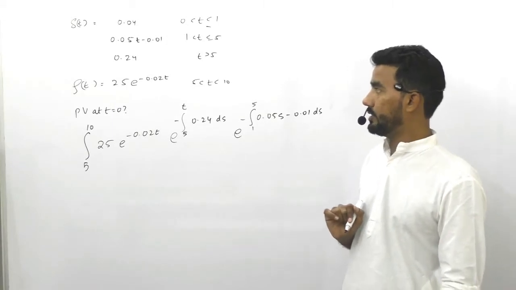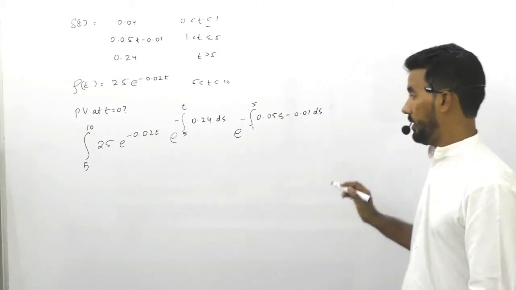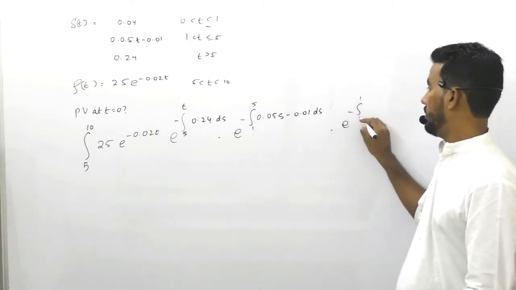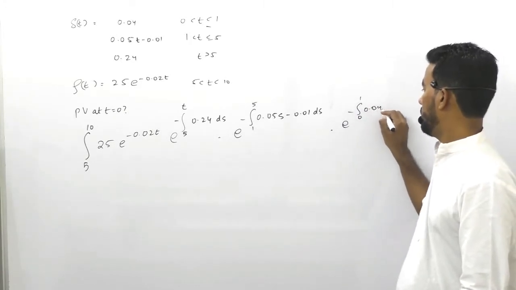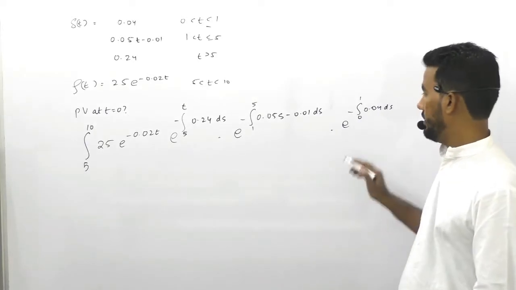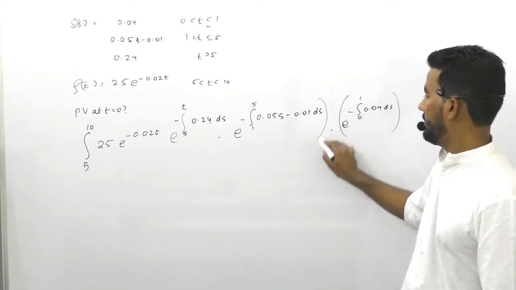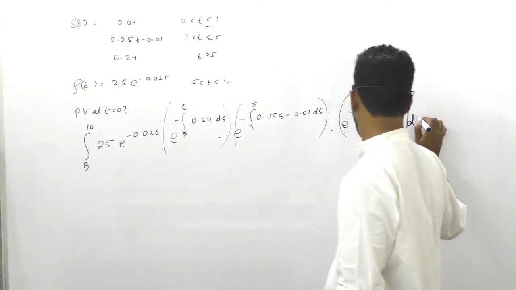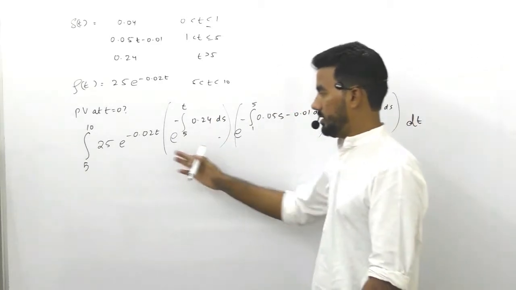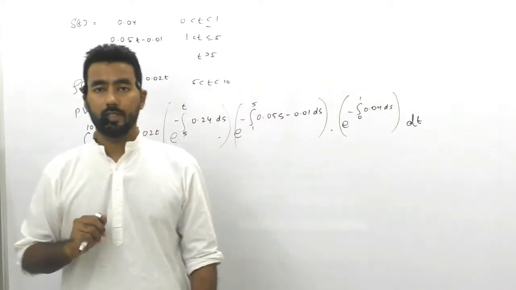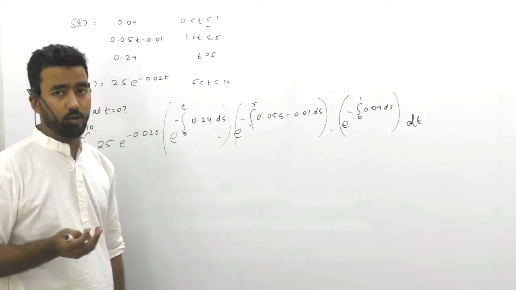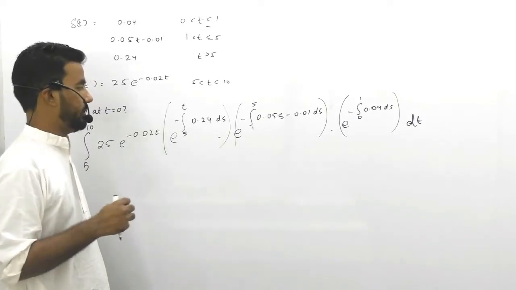Using the force of interest which is given between time 1 and 5, and then further e raised to minus integral from 1 to 0, 0.04 ds. So this multiplied by this into dt. So this is how your integration looks like whenever the payment stream and three different rates of interest are given. And this is one of the most frequently occurring kinds of questions that comes in the exam.